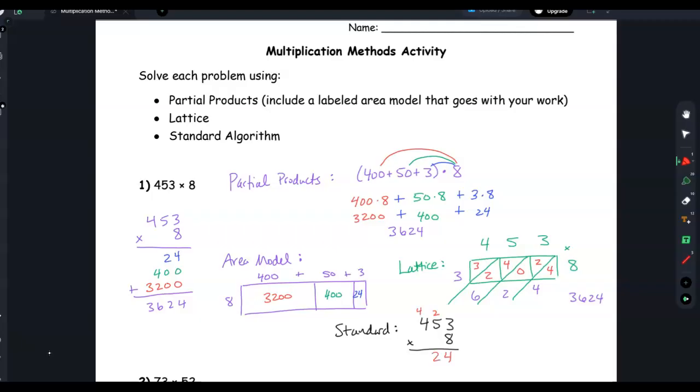And then 8 times 4 is 32. Plus the 4 that I regrouped would be 36. There's no place to regroup, so I'd write those digits down, and I get the same answer.